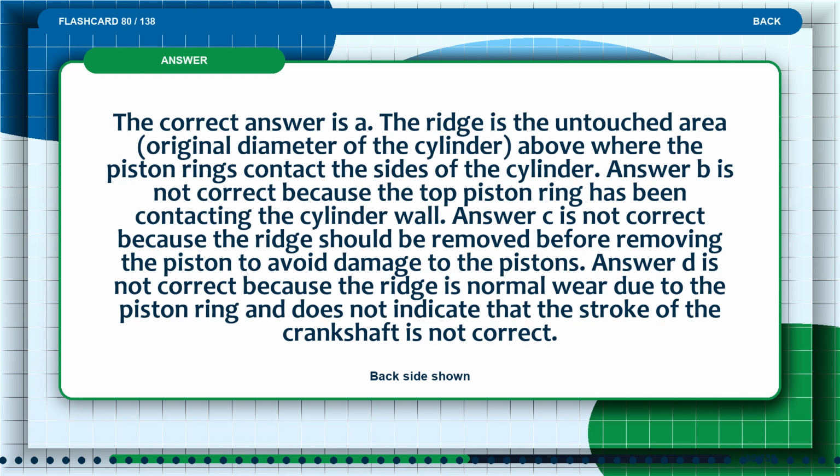The correct answer is A. The ridge is the untouched area, the original diameter of the cylinder, above where the piston rings contact the sides of the cylinder. Answer B is not correct because the top piston ring has been contacting the cylinder wall. Answer C is not correct because the ridge should be removed before removing the piston to avoid damage to the pistons. Answer D is not correct because the ridge is normal wear due to the piston ring and does not indicate that the stroke of the crankshaft is not correct.